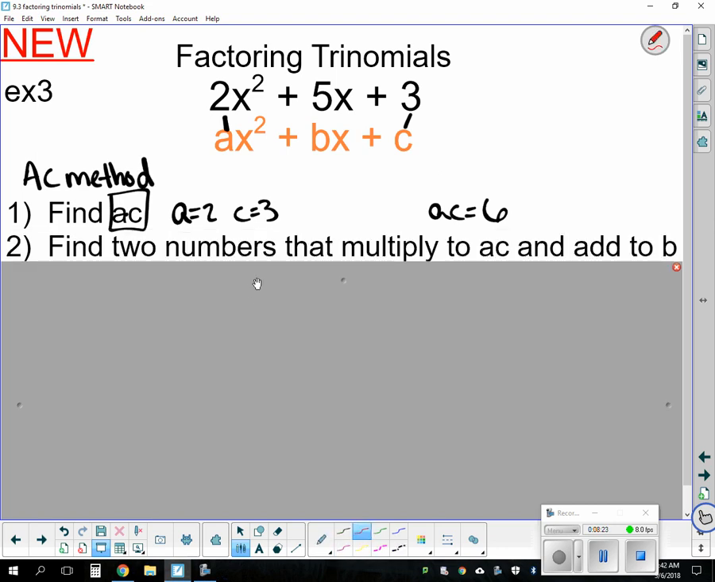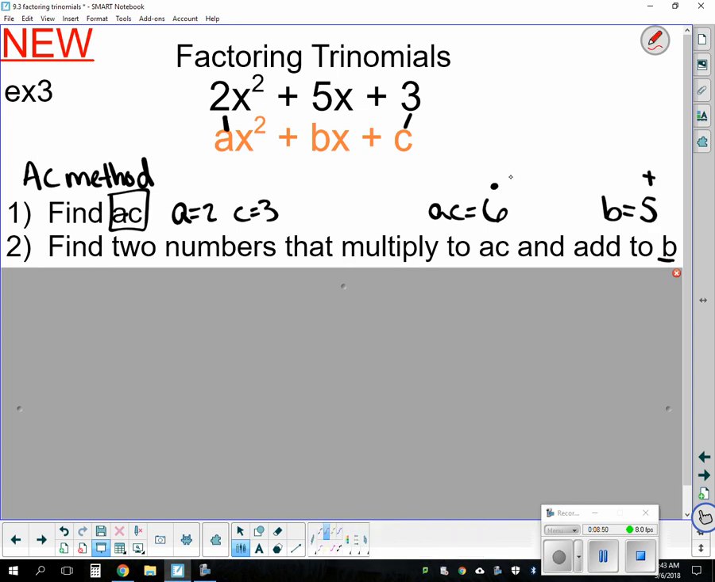Okay, now here's the tricky part. Here's the hard step. You have to find 2 numbers that will multiply to whatever your AC is. So we're trying to multiply 2 numbers to get 6. And you might immediately think, well, duh, it's 2 and 3. But be careful. It's not always going to be what A and C are, because you also have to add to whatever your B is. Well, what's your B? Your B is 5. So you have to find 2 numbers that when you multiply them, you will get 6, and when you add them, you will get 5.